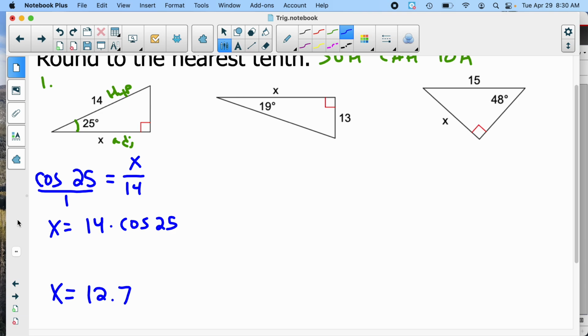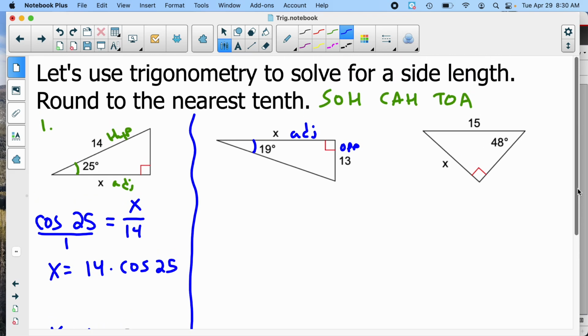So if I'm looking at this 19-degree angle here, I want to ask myself, what side lengths do I know? Well, based on the 19, the 13 is the opposite, and the x is the adjacent. Okay, so I ask myself, which of these ratios, sine, cosine, or tangent, involves opposite and adjacent? This one is TOA, tangent. So the equation I'm going to write is the tangent of 19 equals opposite over adjacent, 13 over x.